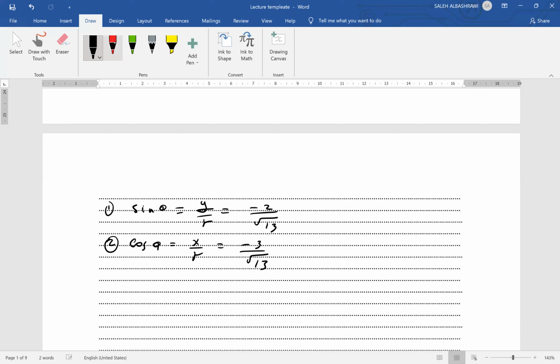And as we mentioned before, sometimes we need to rationalize it, which means do not keep any radical or square root in the denominator. So this is equal to -2 square root of 13 divided by 13. Same thing for cosine, it is -3 square root of 13 divided by 13. Number 3, tangent.